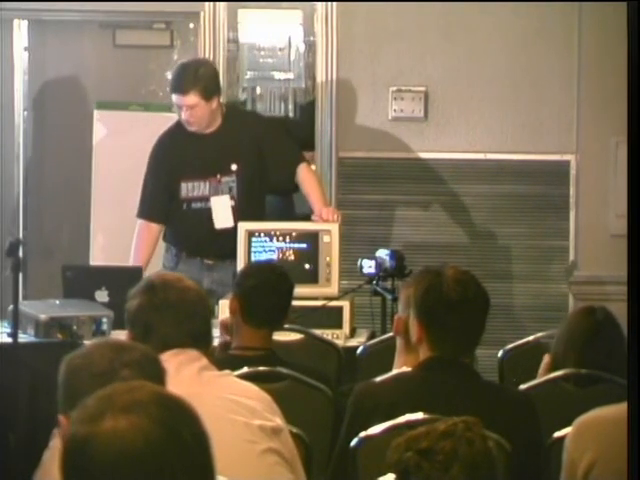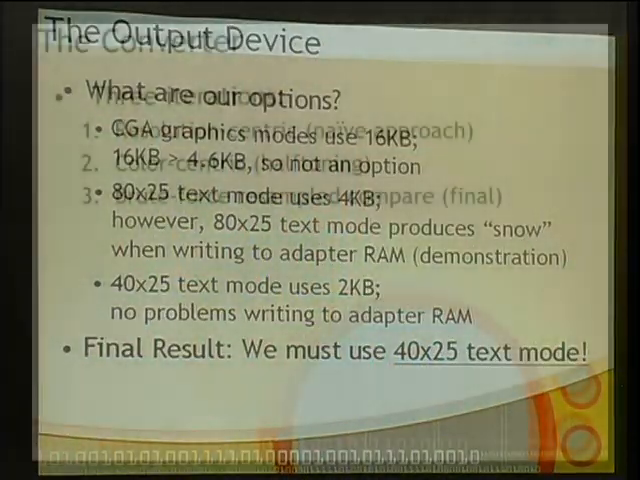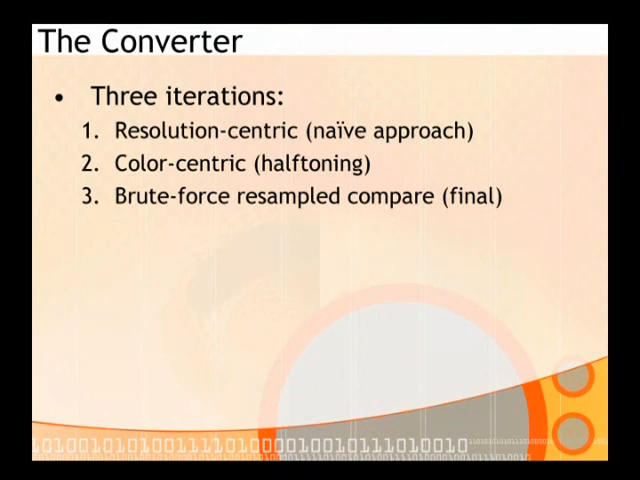Whatever we're going to do, if we're going to solve this, it's got to be in 40 by 25 text mode. So how the hell do you convert images to display in 40 by 25 text mode? The converter went through 3 different iterations. One was a resolution-centric approach, which was very naive, and you'll see why in a second. The second was I tried to attempt some dithering or halftoning, and that had pluses and minuses. And finally, there was a brute force linear time comparison, which worked the best.